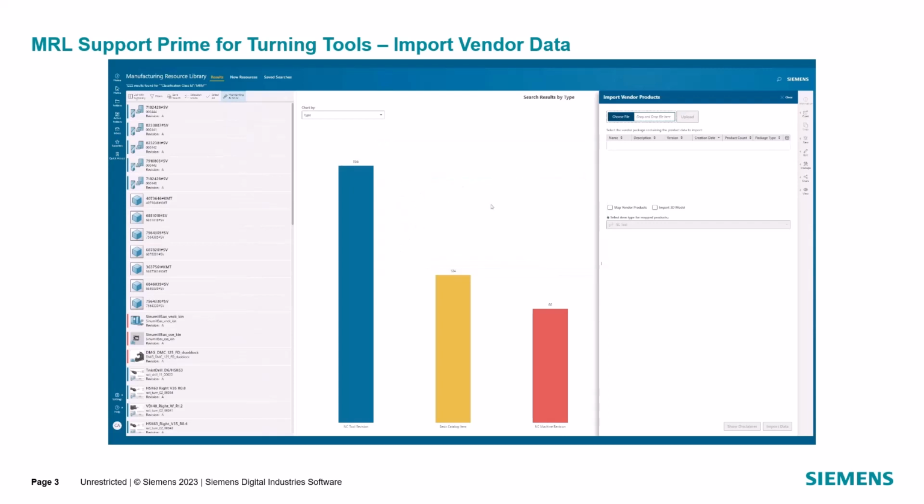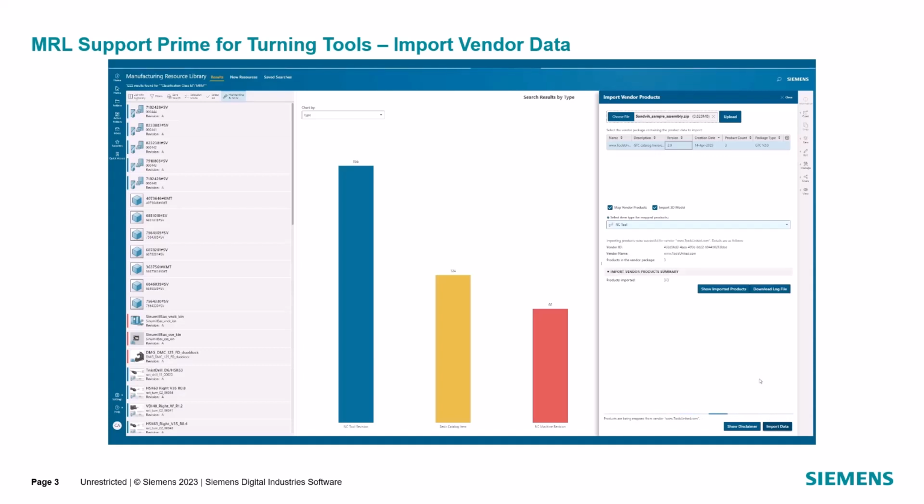Teamcenter automatically detects the file types. The system supports vendor packages based on the DIN and GTC standard. Once the package is uploaded, choose Map Vendor Product for an automatic mapping into the new customer tooling structure. There's another option allowing to import 3D models provided by the tool vendor. The system shows the status while the vendor data is processed and presents a summary once the step is finished.